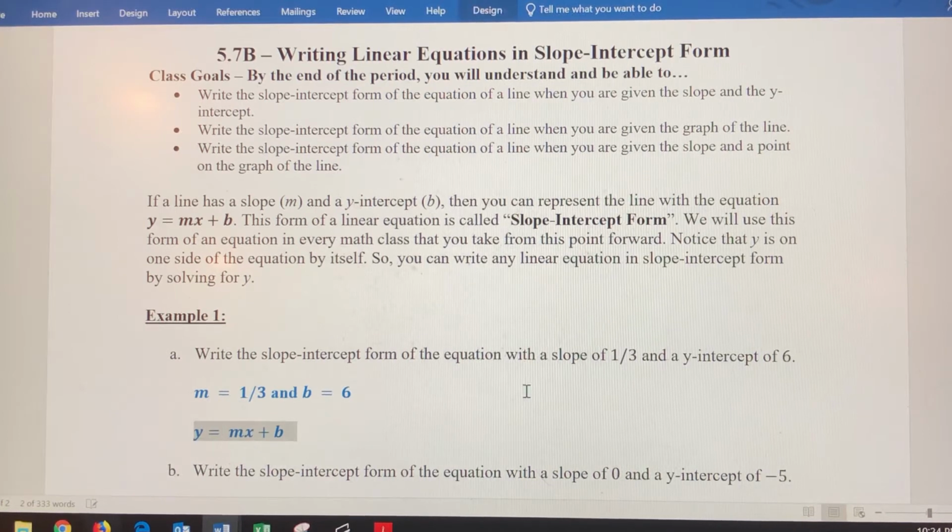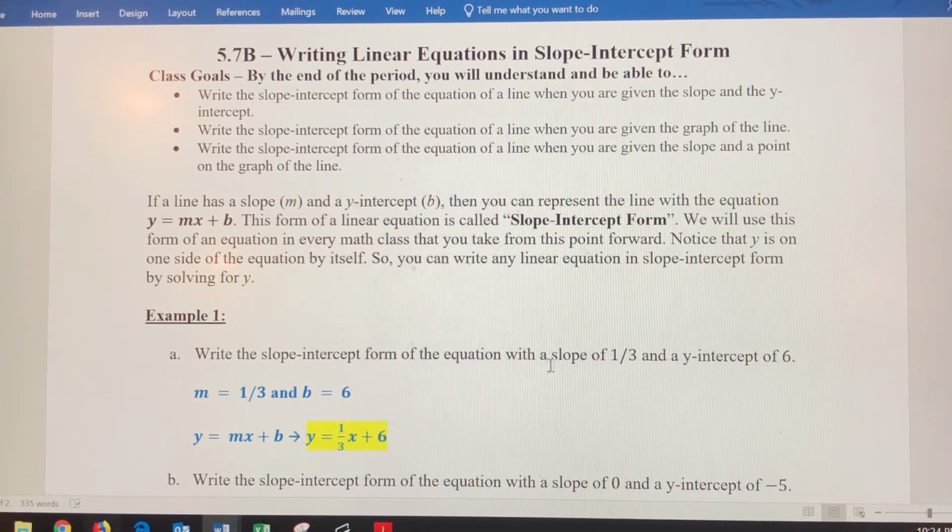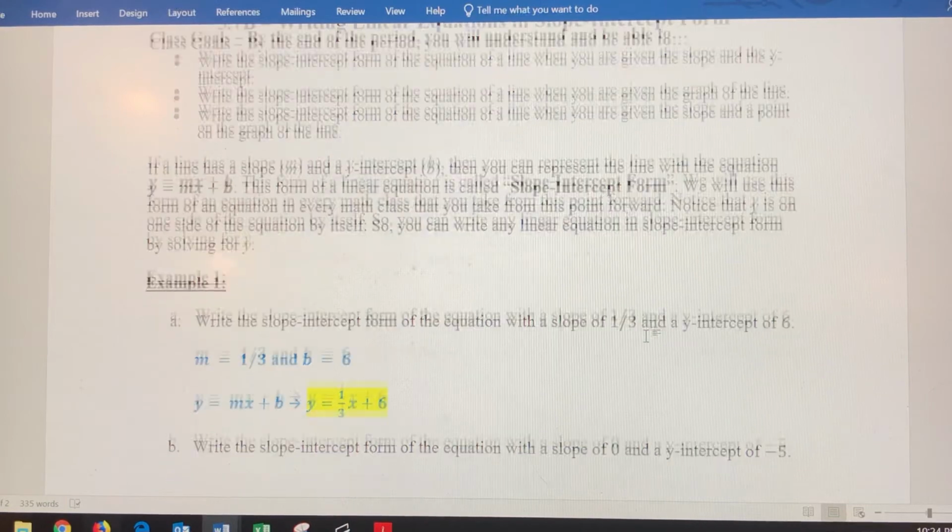So slope-intercept form again is y equals mx plus b. We're going to replace m with 1/3 because they're equal. We're going to replace b with 6 because they're equal. So the slope-intercept form, when we're given the slope and the y-intercept of 1/3 and 6 respectively, is going to be y equals 1/3 x plus 6. So that's the equation of the line with this slope and this y-intercept.